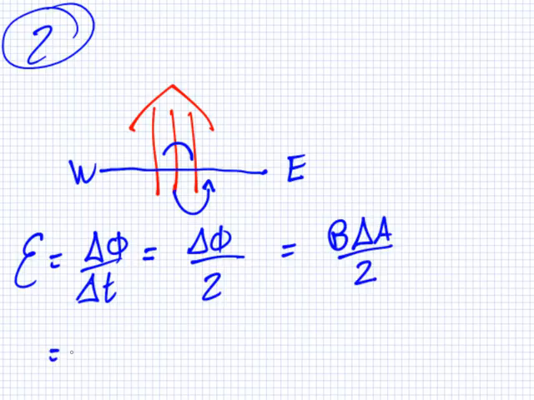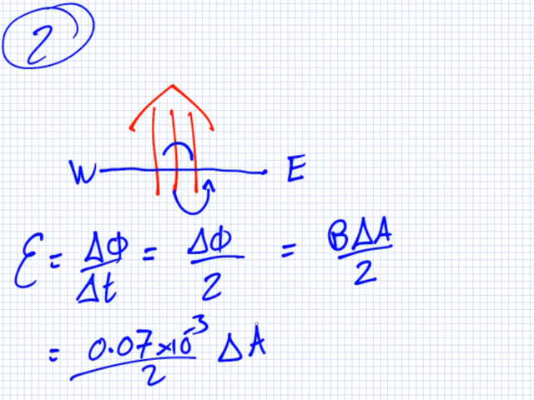Now what's the B here? 0.07 times 10 to the minus 3, over 2. And then the change in the area. So what's happening here, well, what is happening? What area are you making? What are you sweeping out here? You're sweeping out a circle. So over the 2 seconds, you sweep out how much of a circle?